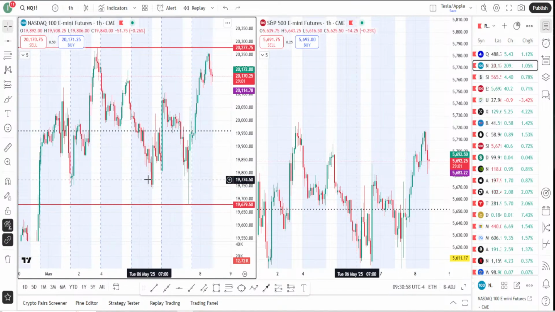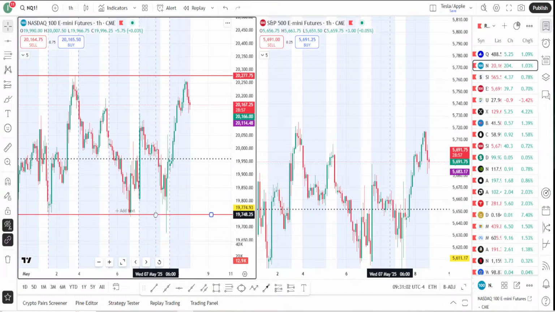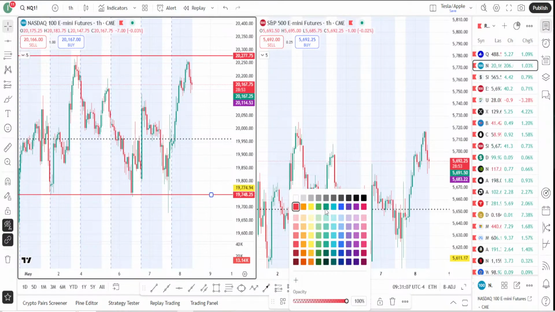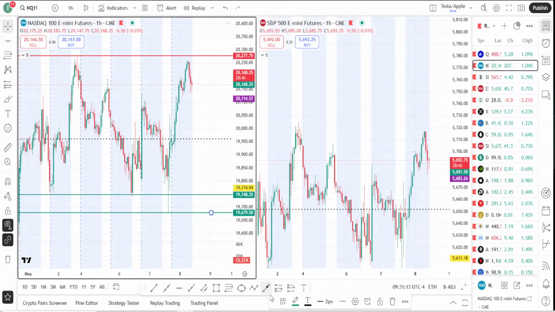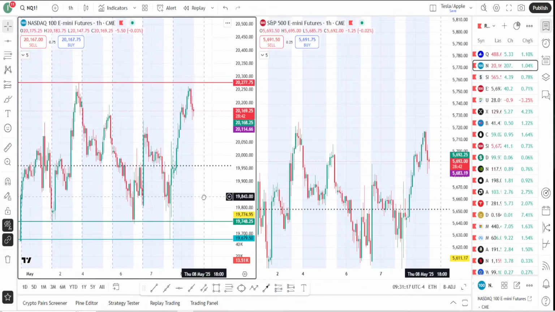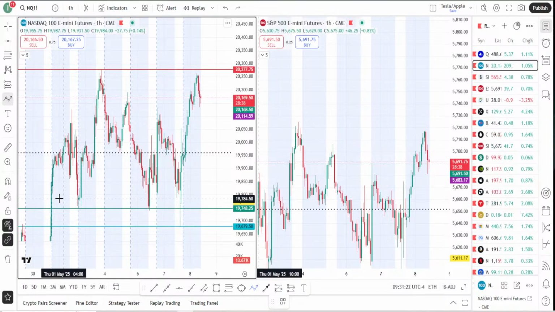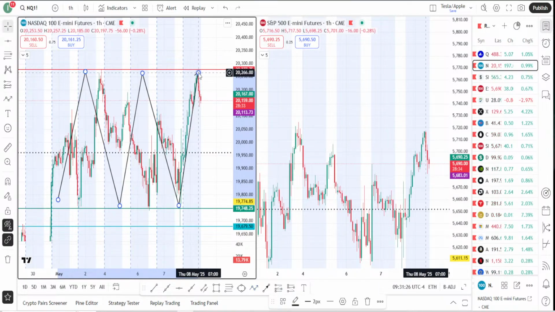Okay, and we see that we have, I'll mark this one as well here. This will be support, and I would like to mark this up more as a liquidity zone than a support zone. Okay, so we clearly have a range here on the NQ. Price is ranging between this high and this low.